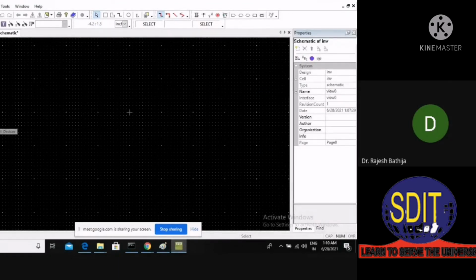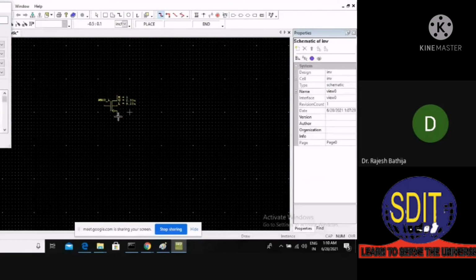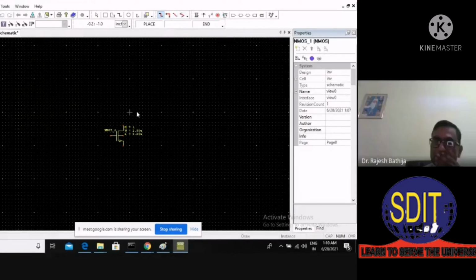So here in devices you have to select NMOS, then go to instance, and you have to put it over here. Then either you have to do it with done or right click it. Left is for putting and right is for leaving, the right mouse button. So after this, you have to go and select PMOS.